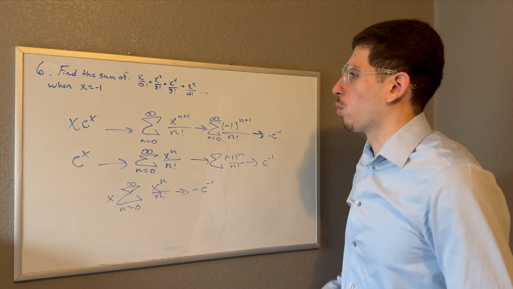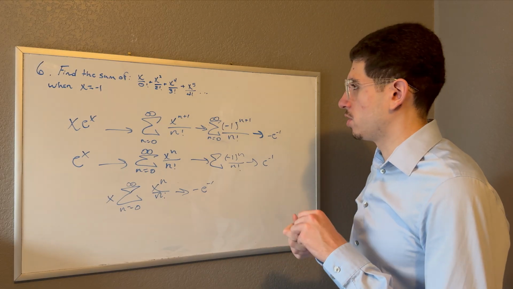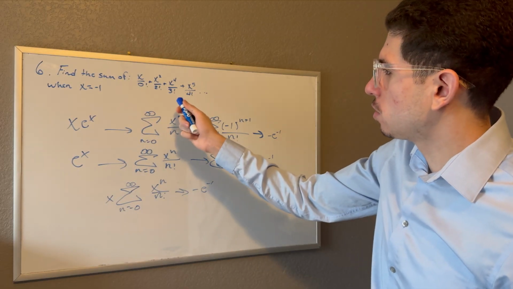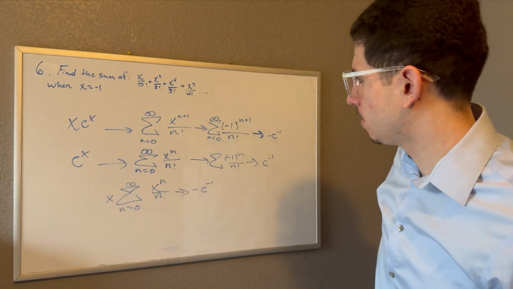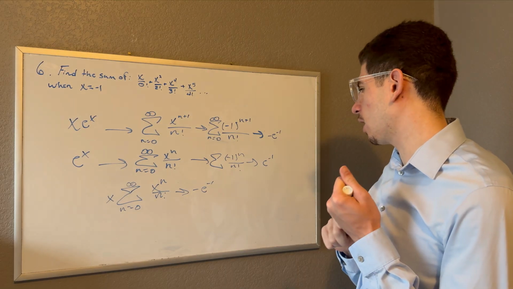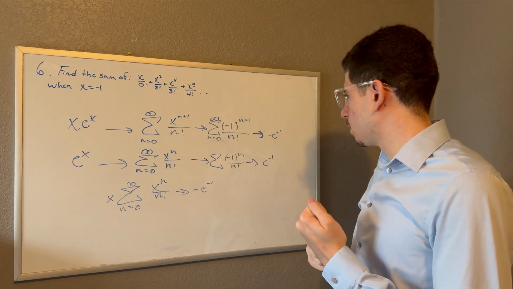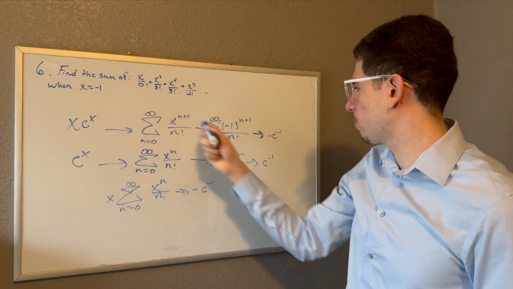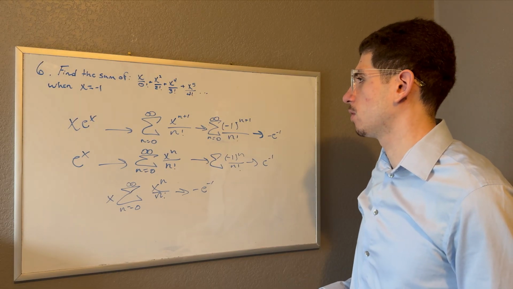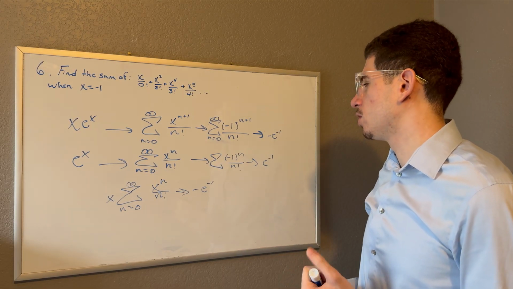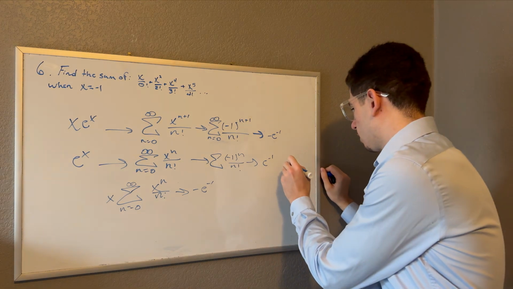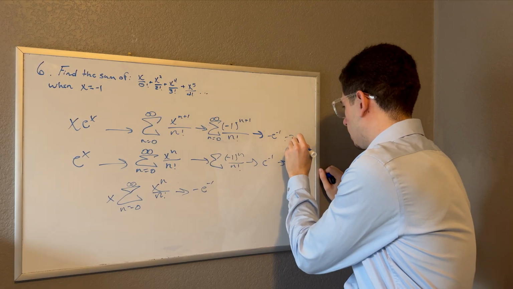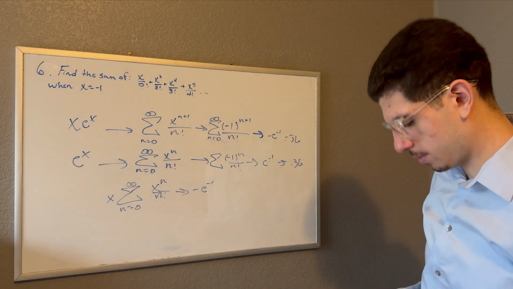So what went wrong for problem number 6? Now, it's asking me to find the sum of these terms when x equals 1. And basically, what I think I did wrong was I used this instead of using this to find the sum, which is why I got this instead of getting a negative 3.6.